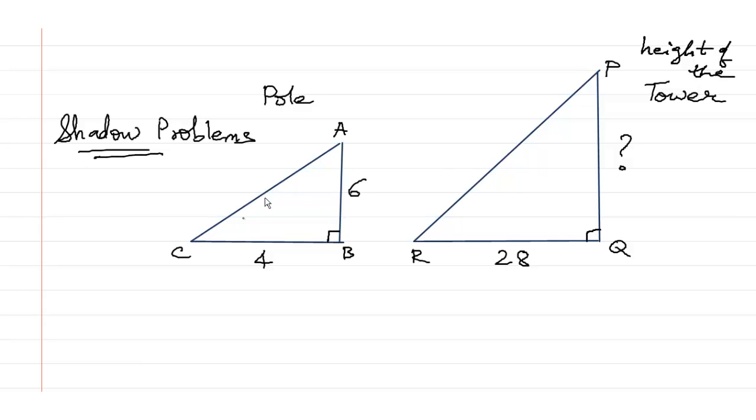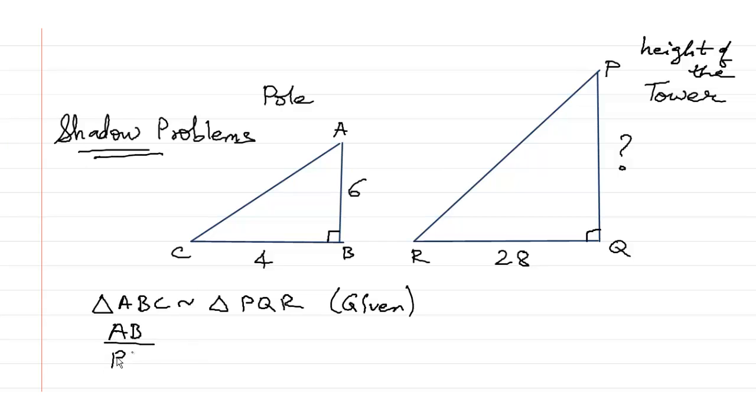So we shall use the similarity of triangles. Since the time of the day is the same, we can say that triangle ABC is similar to triangle PQR. This is directly given. So we can say that AB upon PQ, first two letters, is equal to BC upon QR, the other two letters. We need not write AC and PR because that is neither given nor asked. And the reason would be corresponding sides of similar triangles. They are similar triangles, it is given, and these sides are the corresponding sides.